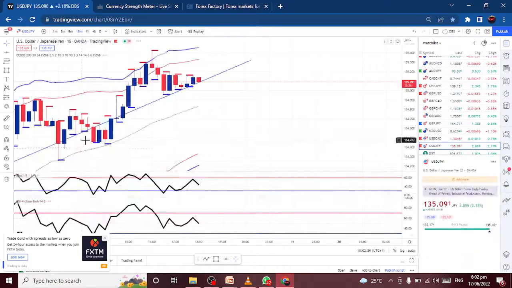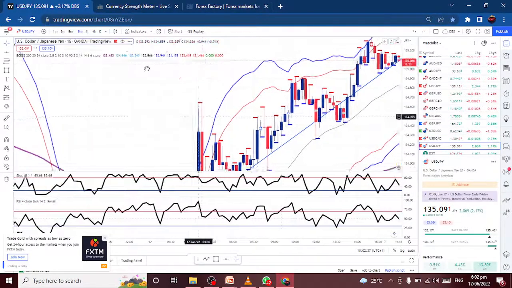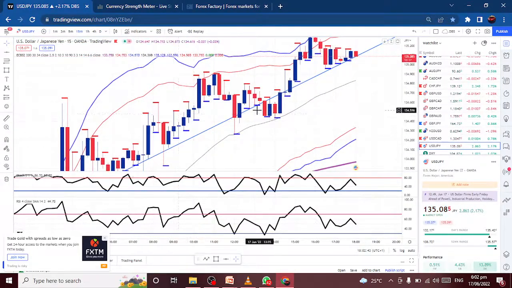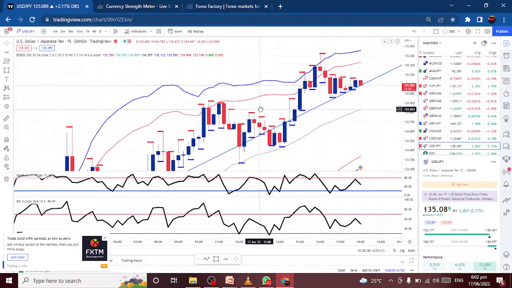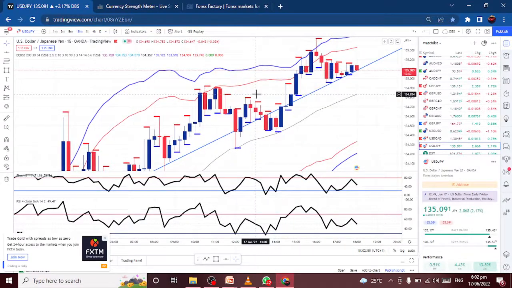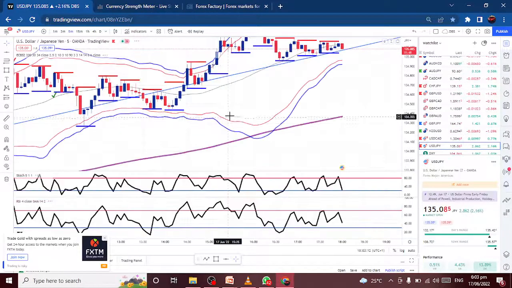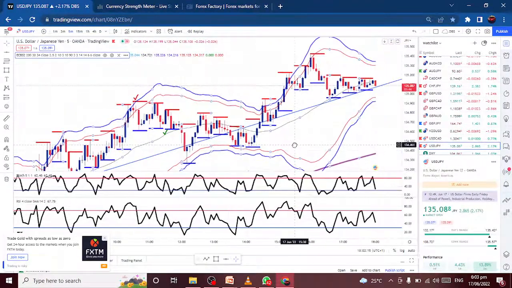So let's look at USD JPY. This one is just weakening. What is weak? Weak is this long line here. Okay, let me switch to the 5-minute time frame to explain better. Okay, so now look at it.